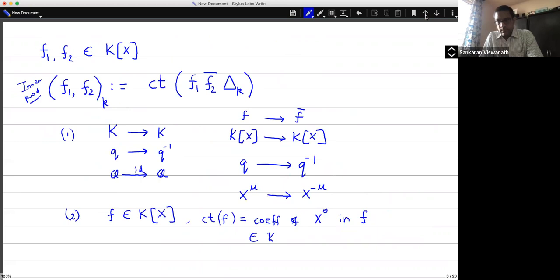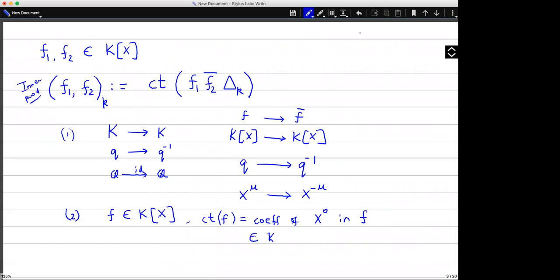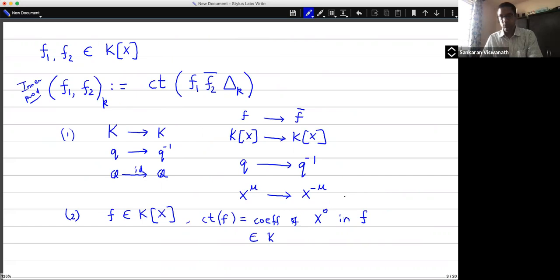So while you are defining this involution map, you are sending Q to Q inverse, that's fine. But this x to the power mu also involves Q inside, right? Because semi is alpha plus k delta. No. When I say this here, I mean this mu is only in x.